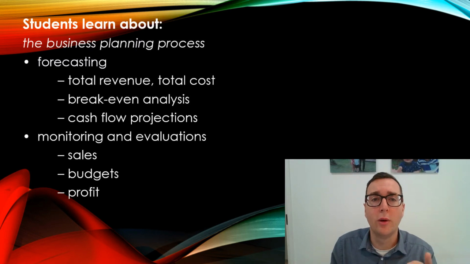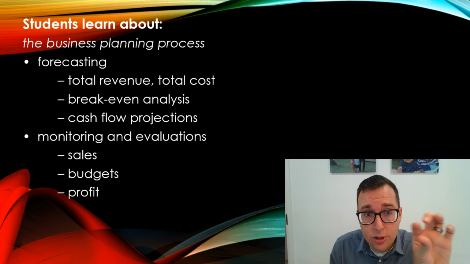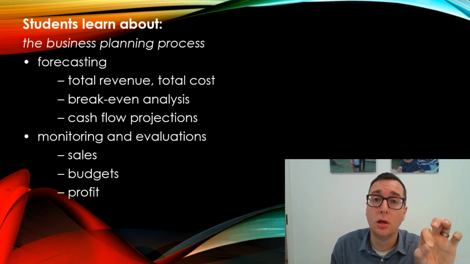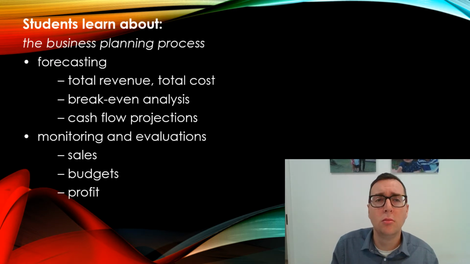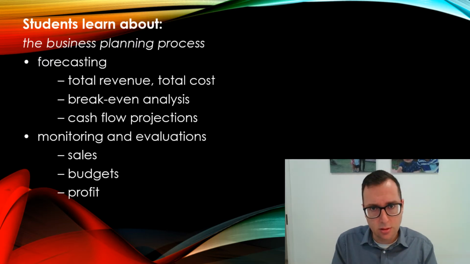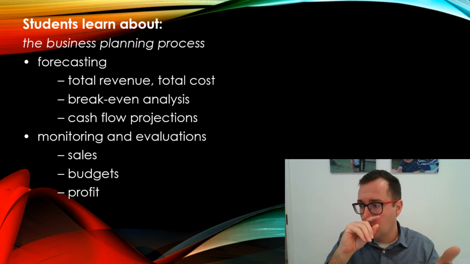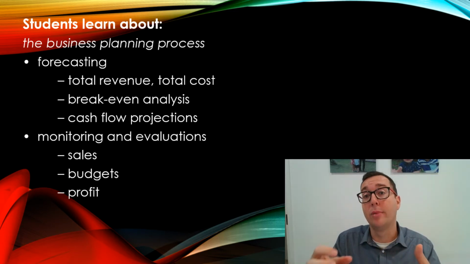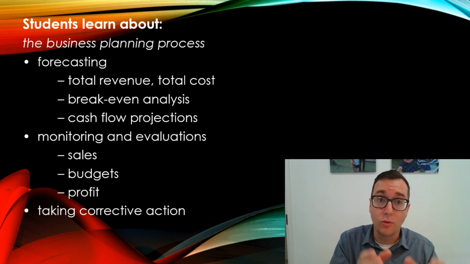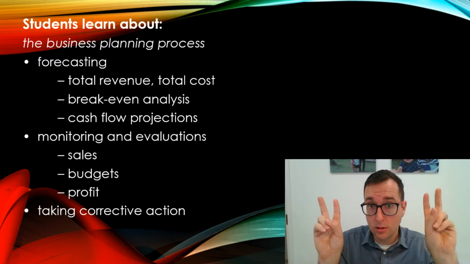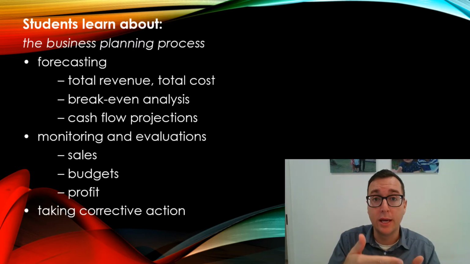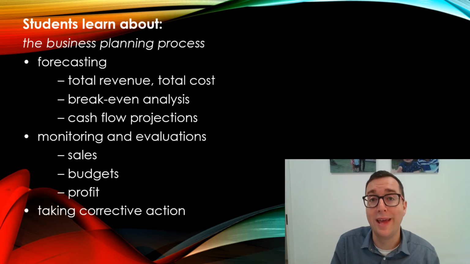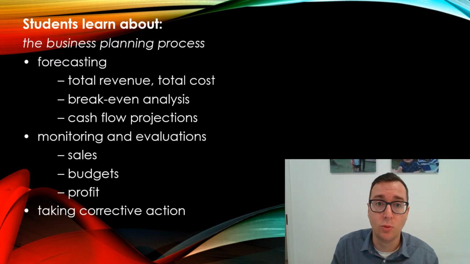So monitoring and evaluation, we look at sales, budgets, and profit monitoring and analysis. From all of those three things, sales, budgets, and profits, we can see, well, has it been good for this business? Has it worked well? Have things gone to what we expected? If not, the last part of the planning process is to take corrective action. So from the syllabus, taking corrective action is to fix or amend anything that is not travelling as well as we'd wanted.